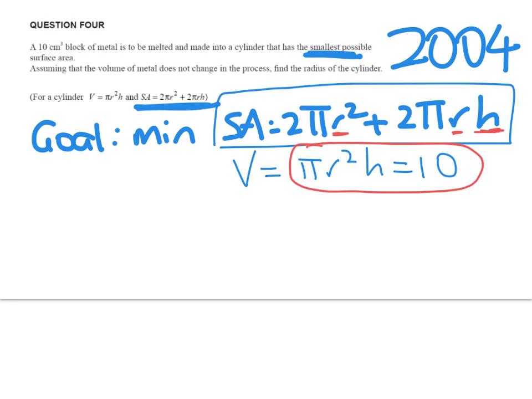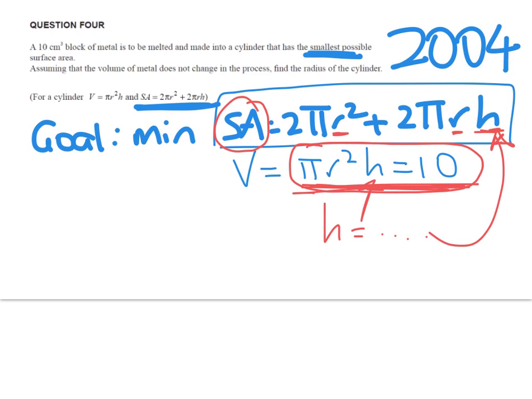Okay, so we know that the volume of the metal must be 10 cubic centimetres. So that lets me rewrite this expression so that I get h equals blah blah blah. Then I take that h and I substitute it back into here. That means that I now have an expression for surface area that's a function of one variable, and that makes it really easy to go ahead and differentiate. Okay, so usually the first step in these problems is to identify the constraint and rewrite it so that we can substitute something back. So here we go.